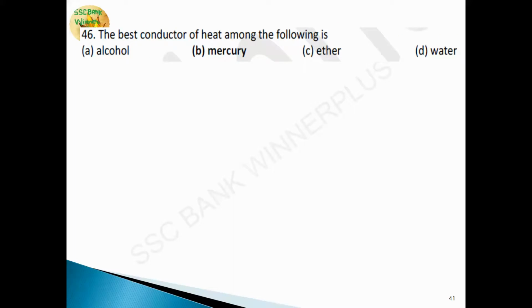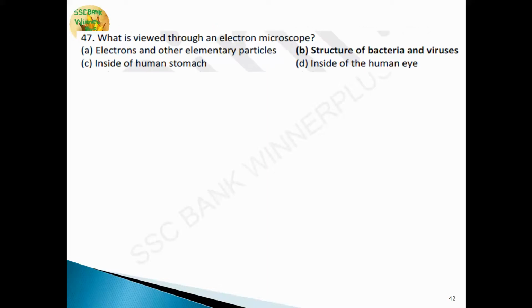The best conductor of heat among the following is mercury. Mercury is the best conductor compared to alcohol, ether and water. So the answer is mercury. What is viewed through the electron microscope? The structure of bacteria and viruses is viewed. Option B is the answer.